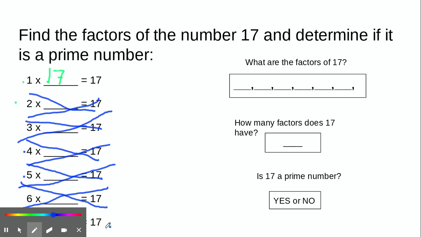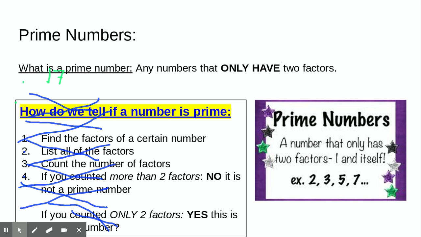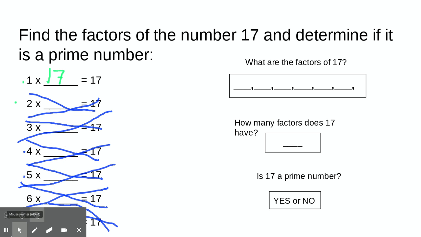And this last one, it's kind of hidden behind this box. 7 times what number is 17? That doesn't work either, so we'll cross that one out. So now that we have 17 factored out, we are going to do step 2. And what was step 2? Step 2 is list all of the factors. So what are our factors? Factors are 1 and 17. And that's it. The rest of them are crossed out.